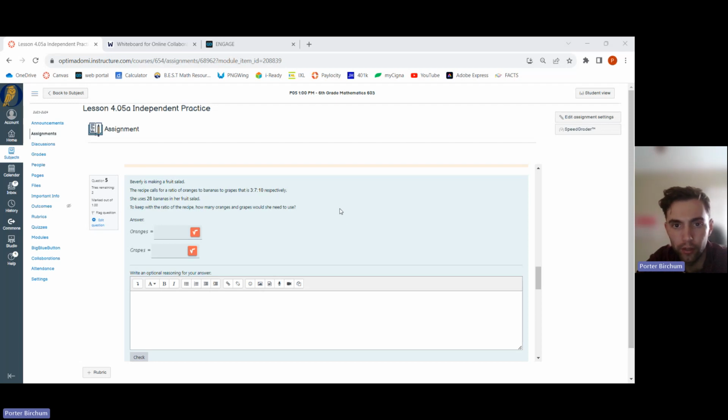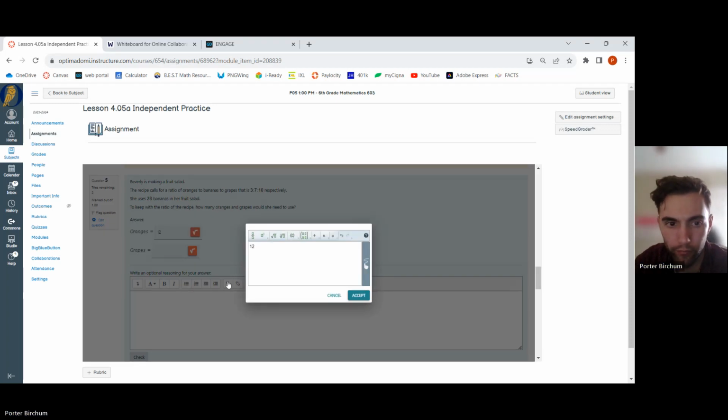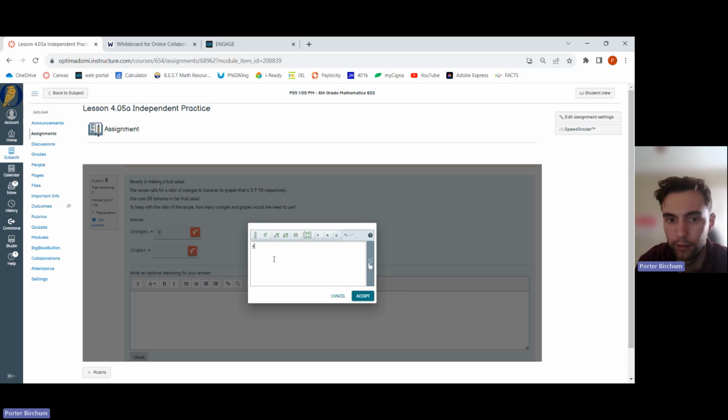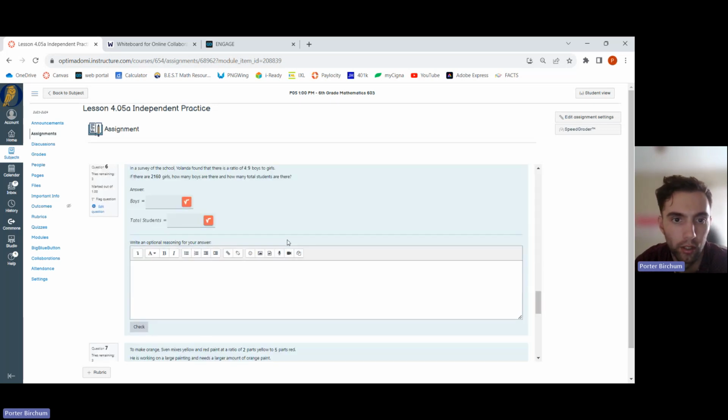Let's start with oranges. What is 3 times 4? Yeah, that's 12. What about 10? What is 10 times 4? 10 times 4 is 40. First we found the common multiplier, then we multiplied the other small numbers by that common multiplier to see what the new ratio would be, 12 and 40. Type it in with the math button, 12. Remember, always click that red math button to type in your answer.